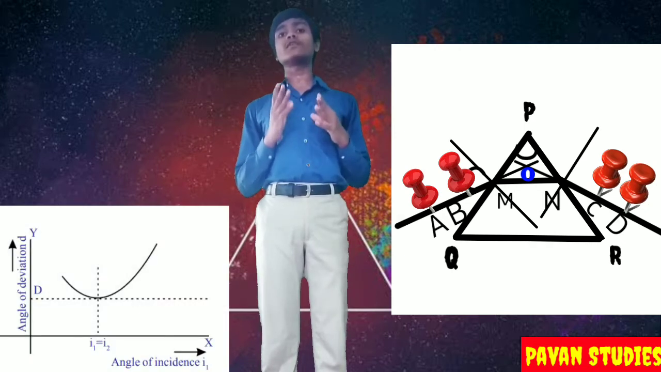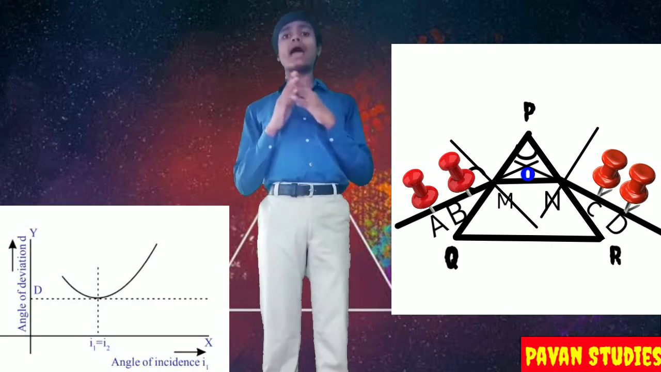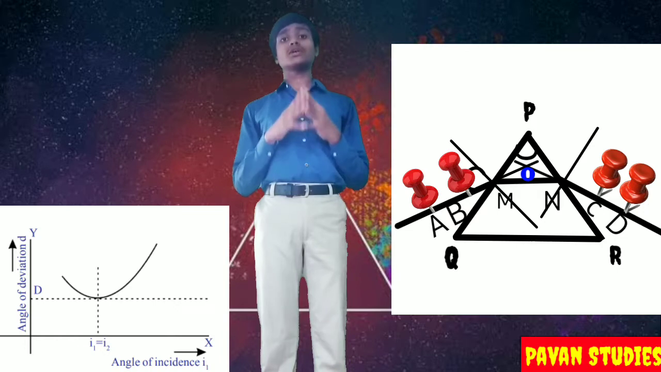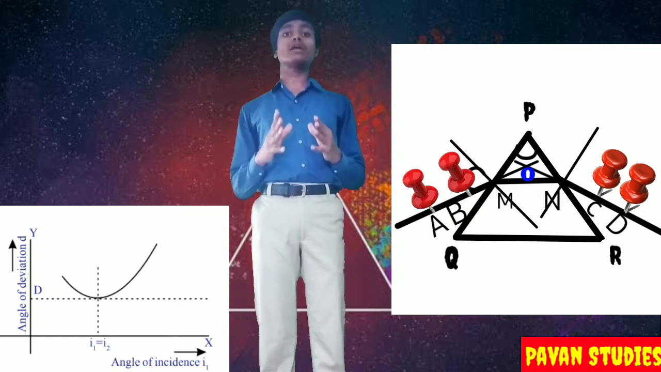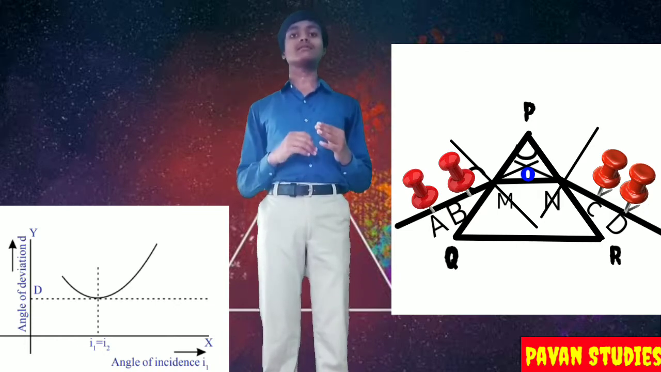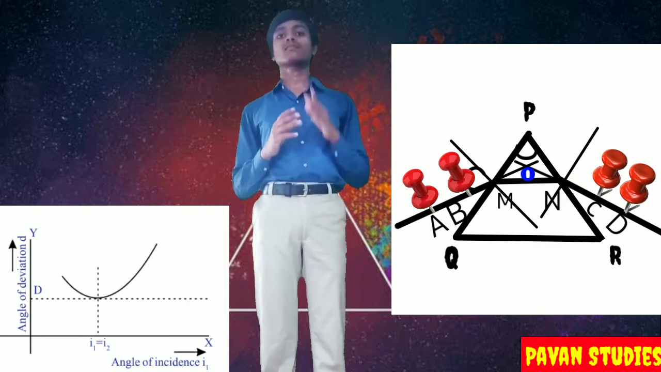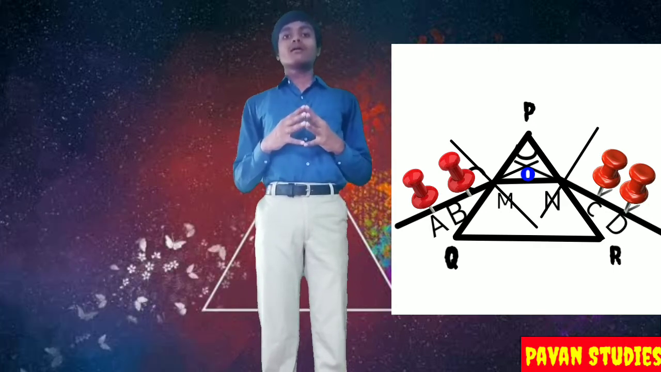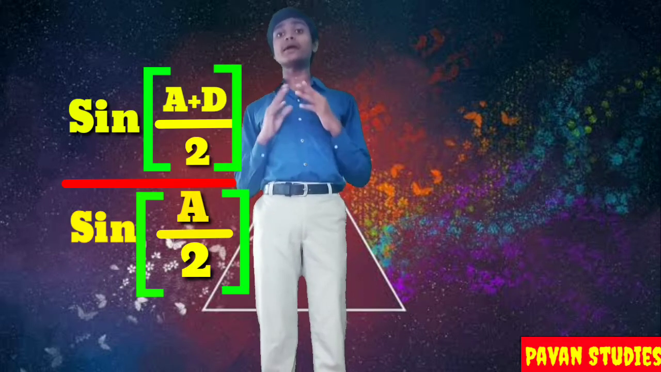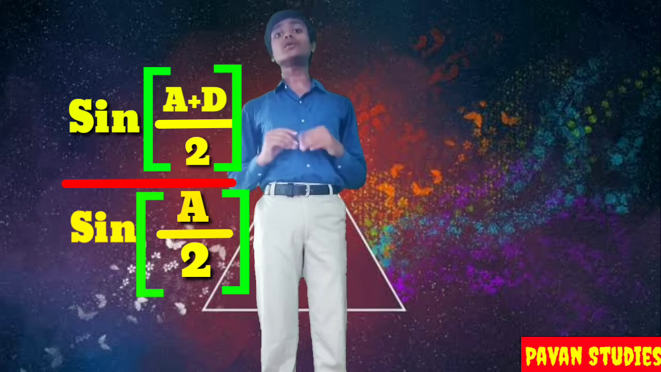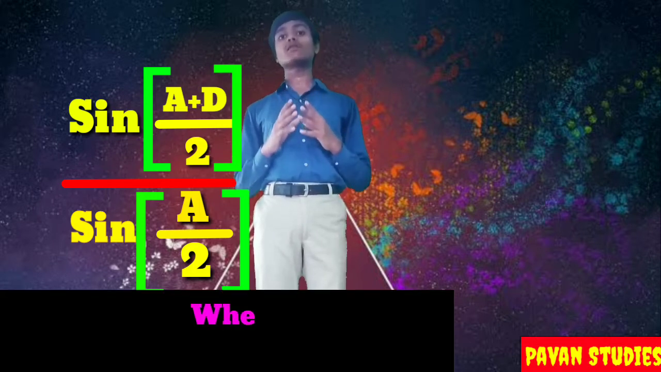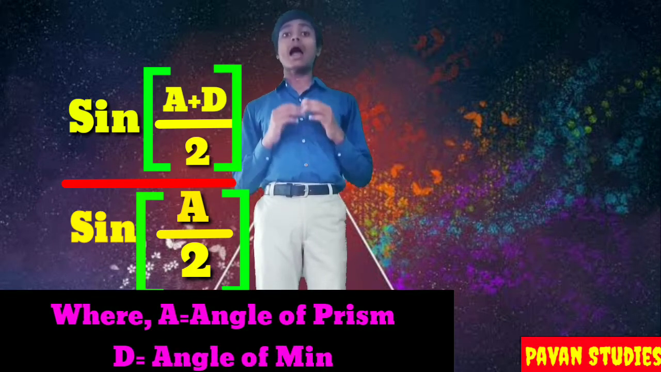Now plot a graph between the angle of incidence and the angle of deviation, which gives the minimum angle of deviation as shown on the screen. Now the formula for finding the refractive index of the prism is sin((A+D)/2) divided by sin(A/2), where A is the angle of prism and D is the minimum angle of deviation of the prism.